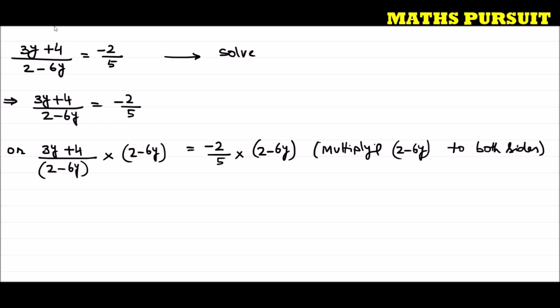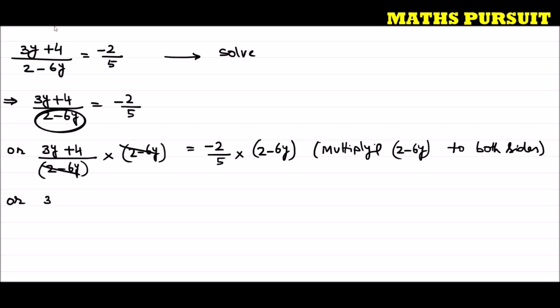Why am I multiplying (2 - 6y) to both sides? I want to eliminate this (2 - 6y) from the denominator. In order to eliminate it, I need to multiply (2 - 6y) to the left side of the equation. If I am multiplying something to the left side, I should also do the same thing to the right side of the equation. For that reason, I have multiplied (2 - 6y) to both sides. This (2 - 6y) cancels out.